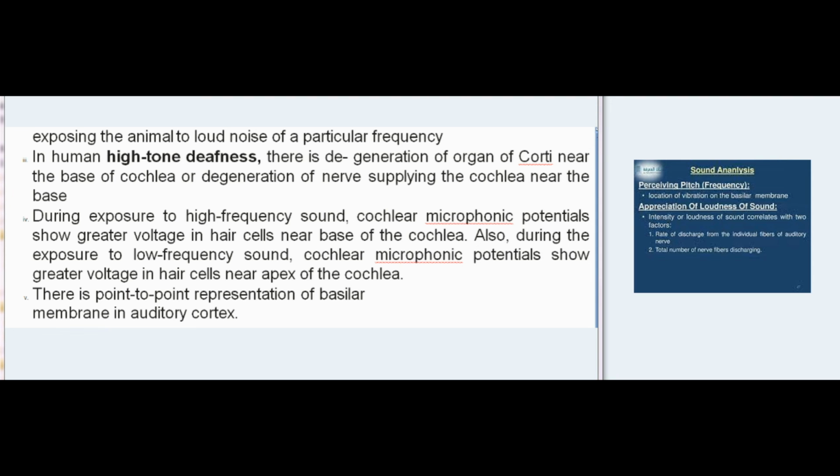Cochlear microphonic potentials show greater voltage in hair cells near base of the cochlea. Also, during the exposure to low-frequency sound, cochlear microphonic potentials show greater voltage in hair cells near apex of the cochlea. There is point-to-point representation of basilar membrane in auditory cortex.